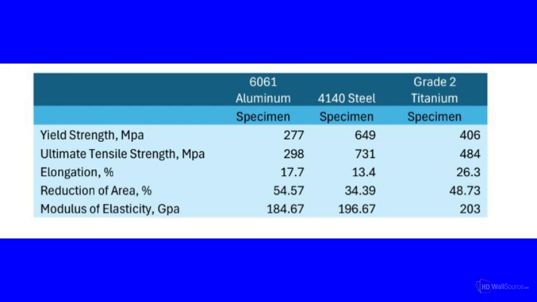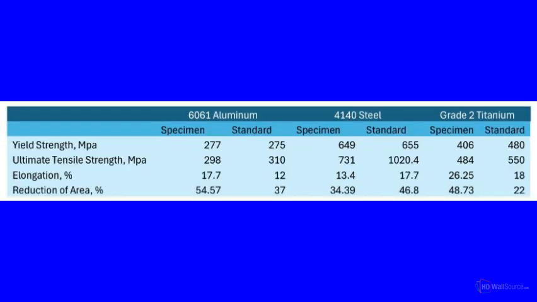For the reduction of area, we see that the aluminum actually has the highest reduction of area, with the 4140 steel having the lowest of the 3 materials. Finally, with the modulus of elasticity, we see that the grade 2 titanium has the highest, while aluminum has the lowest. Here we can see the mechanical properties for 6061 aluminum, 4140 steel, and grade 2 titanium.